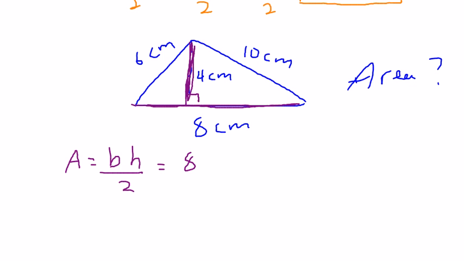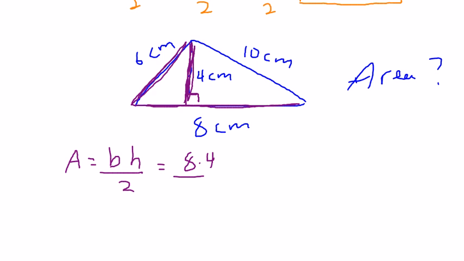A very common mistake would be to use this measure, 6, as the height. That is not the height of this triangle. In fact, we don't even need this measurement to figure out the area of the triangle. We will need it to figure out perimeter, but we'll talk about that in a little bit. So once again, the base and the height must come together to form a right angle. So 4 is the height of this triangle.